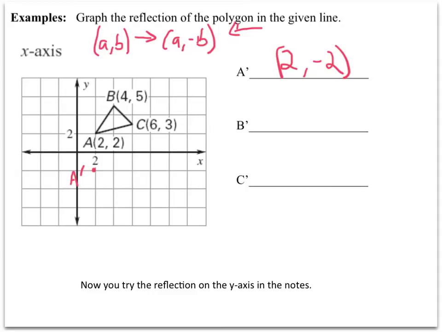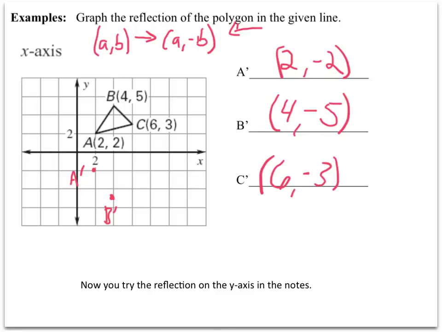So I can do this for all of the other points. X does not change for point B, going to B prime, but the y changes sign. It becomes negative 5. So again, I can reflect that across the x-axis right here, (4, negative 5), and call that B prime. And then lastly, C: x does not change, we stay at 6, and the y value becomes negative 3.